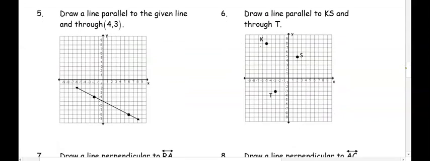In number 5 and 6, we want to draw parallel lines. In number 5, it says draw a parallel line to the given line through the point (4, 3). The first thing I want to do is find the slope of this line. I see that it's going down from left to right, so I'm going to have a negative slope. I want to count how much I went down and how much I went over by using the grid lines. So I went down 1, 2, 3, 4, so that's -4.